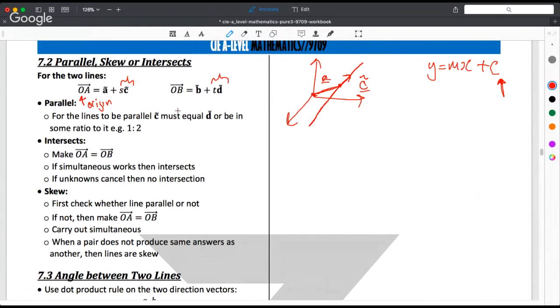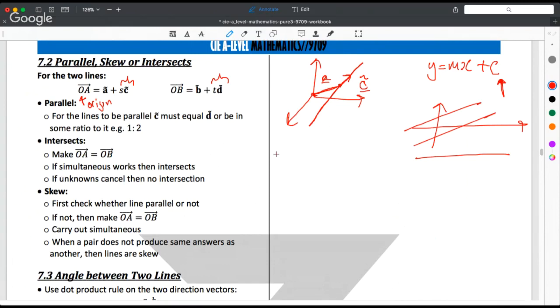If lines are parallel, their gradients are the same. Let's think about the 2D case first. If two lines are parallel, then their gradients are the same, right? So these two lines are parallel. This line isn't parallel to these two lines because they eventually intersect, as their gradients aren't the same. When we generalize to 3D, in order for these lines to be parallel, c and d must be equal or be some ratio of each other. If they point in slightly different directions, then the lines aren't parallel to each other.